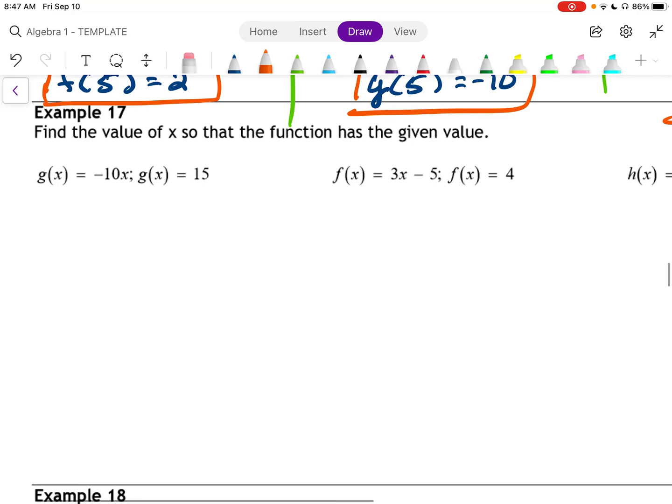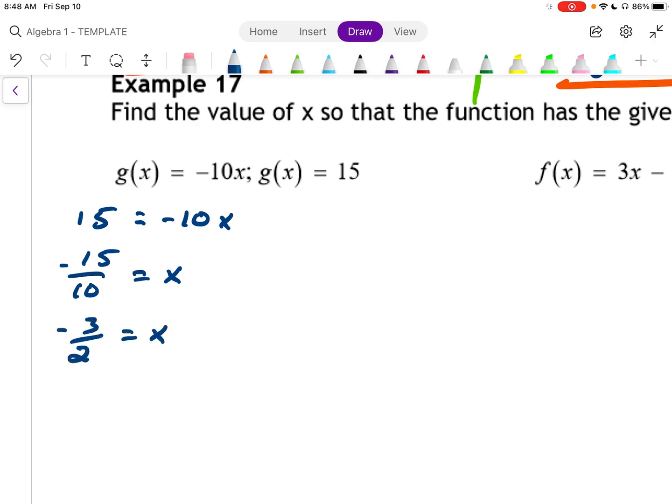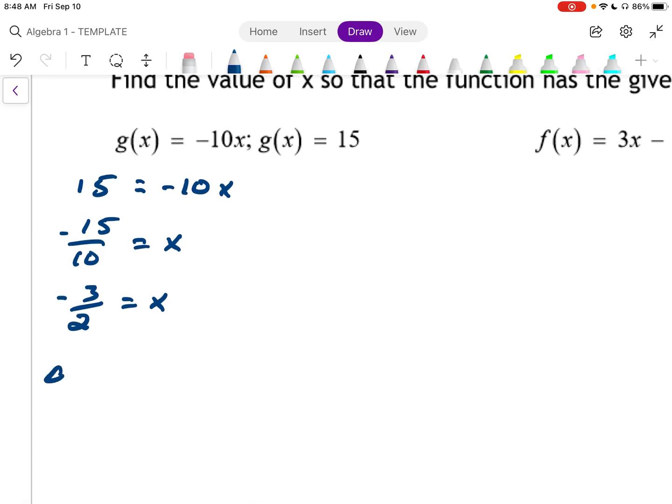Find the value of x so that the function has the given value. So this is telling me that g of x equals 15. So I'm going to say, well, 15 equals negative 10x. To get x by itself, I divide by negative 10. So I'll have negative 15 over 10 equals x. And that can reduce to negative 3 over 2. So to write this back in function notation, I'll say, well, g of negative 3 over 2 is 15.